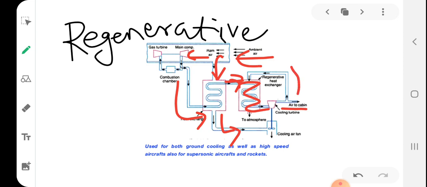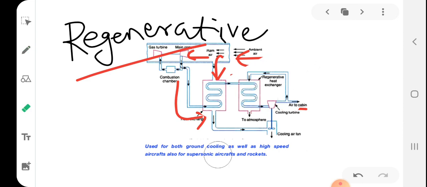Now this refrigerated air is bypassed by some quantity again to the second heat exchanger. So it can reduce the temperature of the air coming from the first heat exchanger to a further extent. Furthermore, you can reduce the temperature. So that is why it is called regenerative.